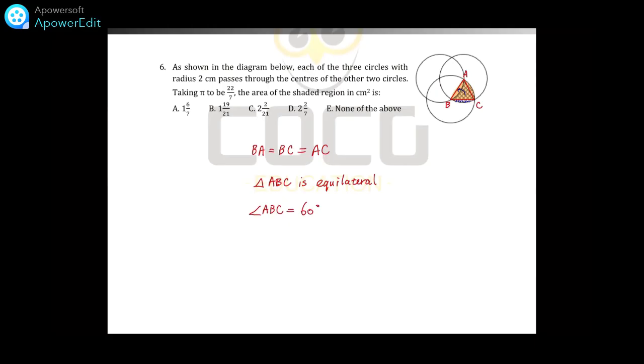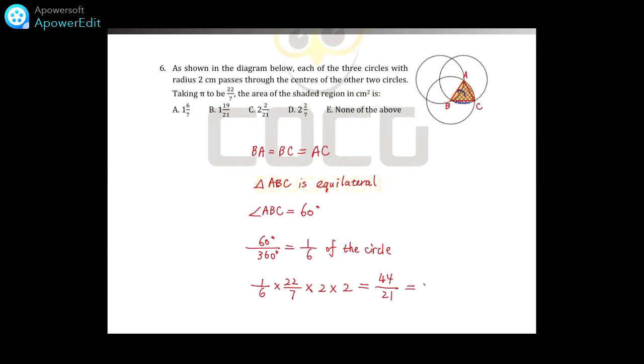Right. So the shaded region is a sector. This is 60 over 360. It's 1/6 of the circle. Now let's work out the value. 1/6 times pi times the radius squared. Radius is 2, so times 2 times 2. This equals 44 over 21. Change it into a mixed number, it is 2 2 over 21. So the answer is C.